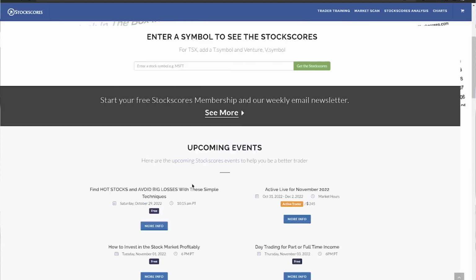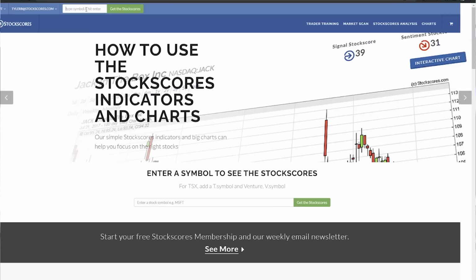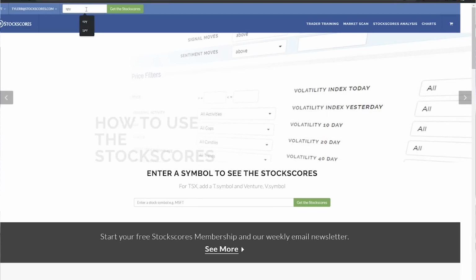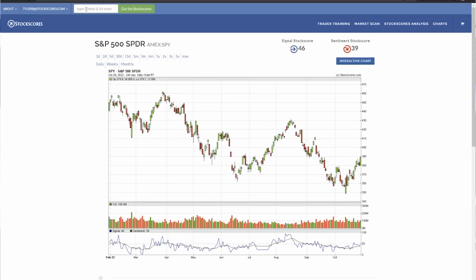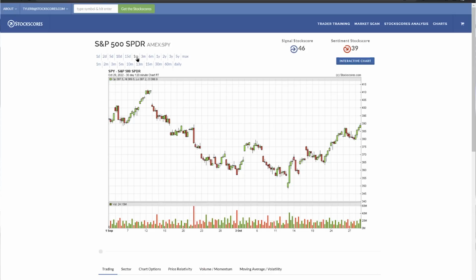All right, so let's jump into the chart of the S&P 500, SPY. I'm on Stockscores.com. I just enter the symbol in the upper left there, and you get the chart, which I have here on the daily time frame. I'm going to switch this to the short-term time frame first by clicking on 1M, which is 1 month, and then I can make that a 60-minute chart.